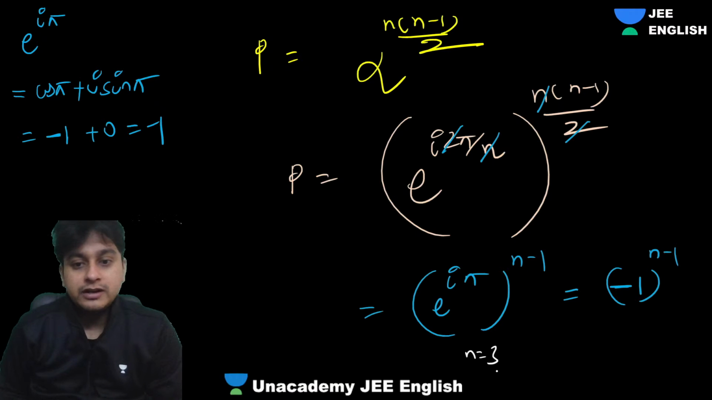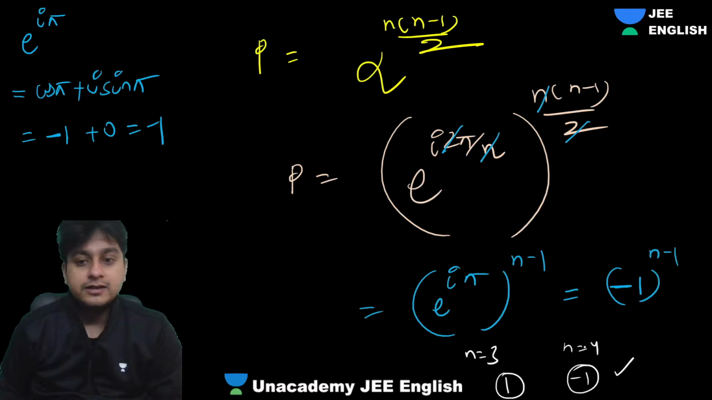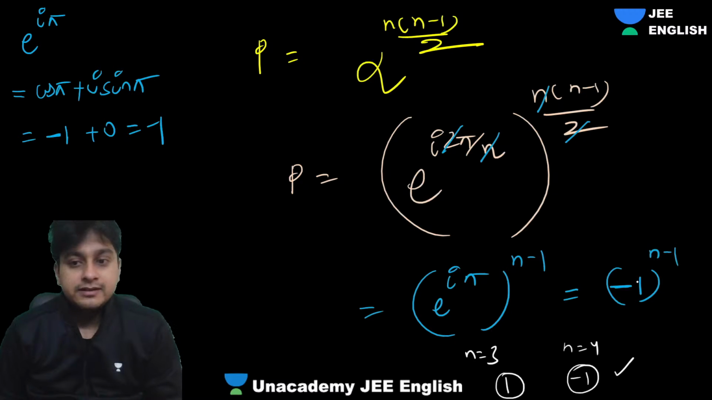N equal to 3, what do you get? Tell me. 1. Put n equal to 4, what are we getting? Minus 1. Understood? Because it will be minus 1 ka cube.